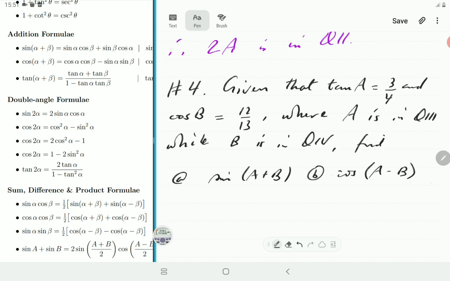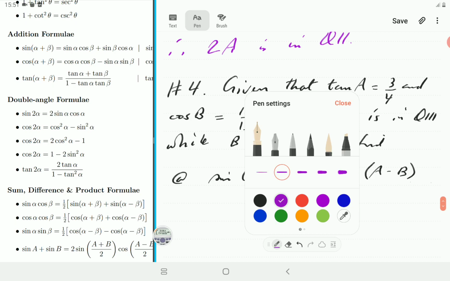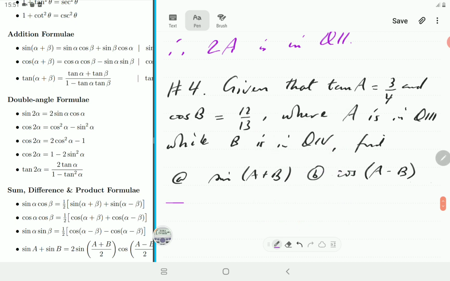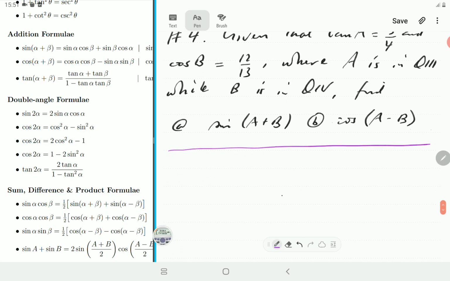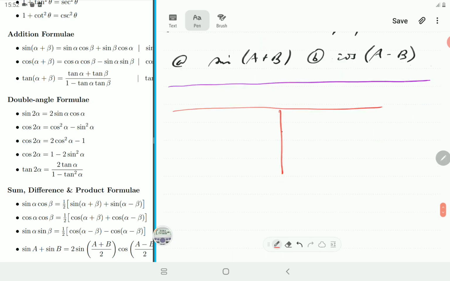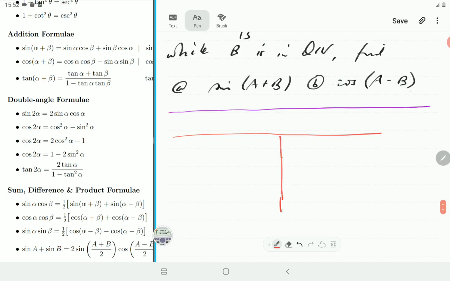Okay, so let's see how this works out. It's going to be pretty similar to what we've done in numbers 2 and 3. The only difference is now we have got 2 angles happening. So one of the angles is in quadrant 3 and the other one is in quadrant 4. So we're going to have our sketch here where we're going to have lots of space for quadrants 3 and 4. So the first one is A, which is in the third quadrant.